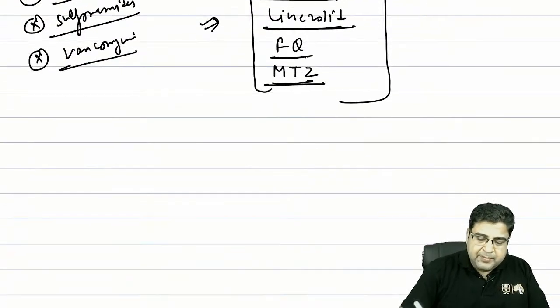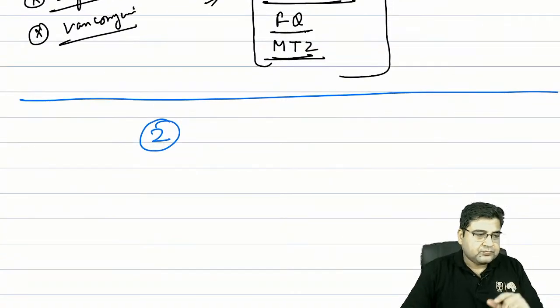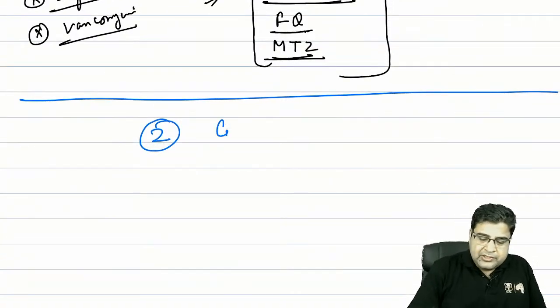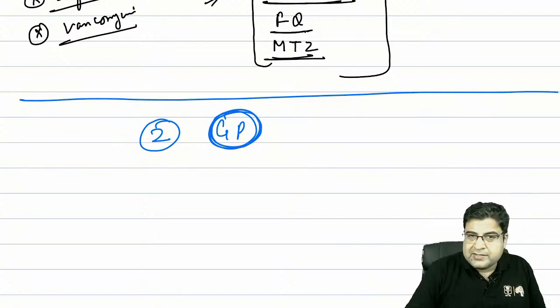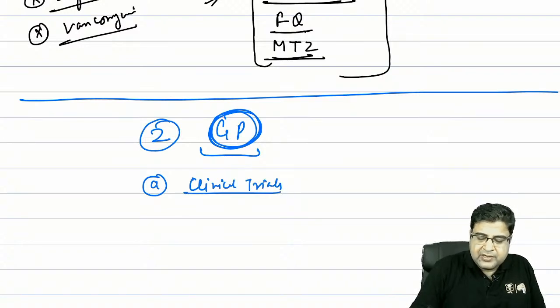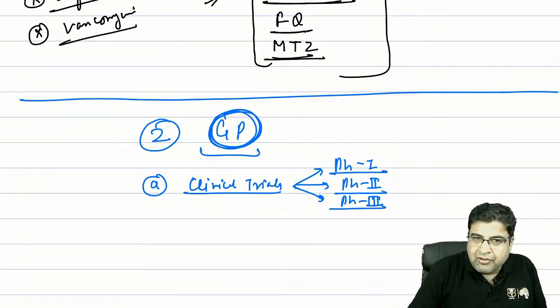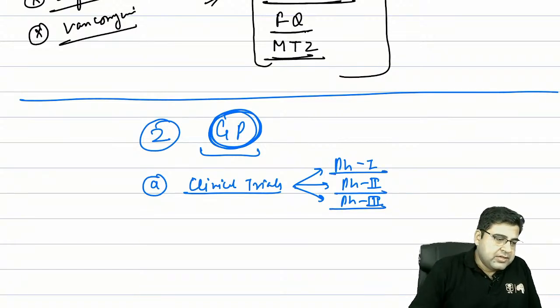Now, after antimicrobials, the second topic which they can ask you would be general pharma. So general pharma is the second important topic, right? In general pharma, one thing they will ask you is drug trials, clinical trials. How the drug is discovered, what are the various phases of clinical trials? Like what happens in phase 1 clinical trial, phase 2 clinical trial, phase 3 clinical trial, right?